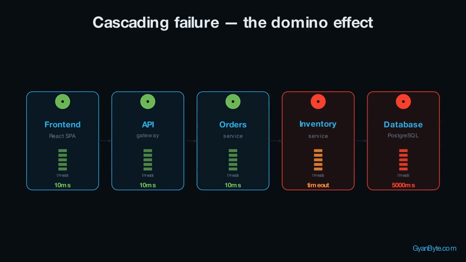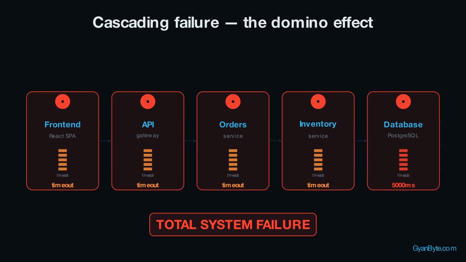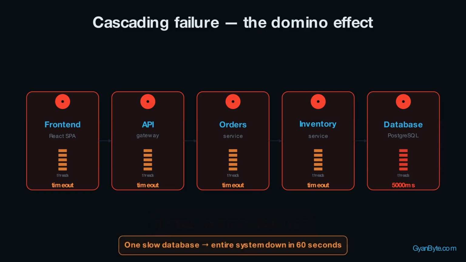Requests queue behind each other. Now inventory is also slow. Orders is waiting on inventory. Same thing. Threads exhaust, timeouts stack, and now orders is unresponsive too. The API gateway is waiting on orders, and the front end is waiting on the API. Now, within 60 seconds, a single slow database has taken down your entire system. This is a cascading failure. One sick service infects every upstream. This is the problem the circuit breaker pattern solves.